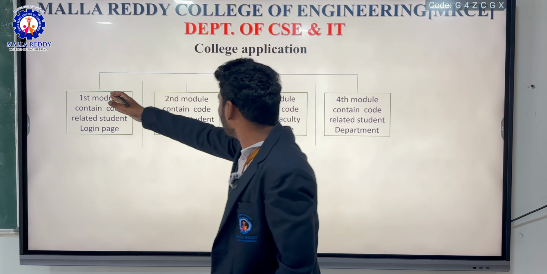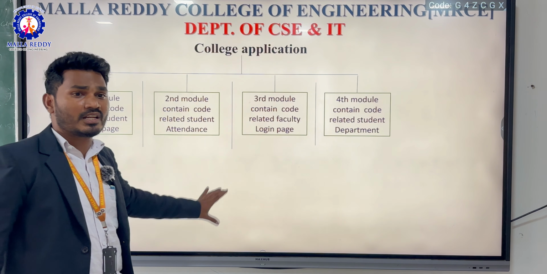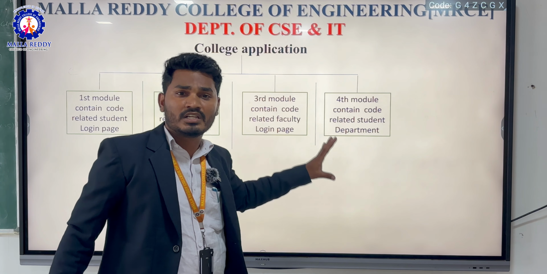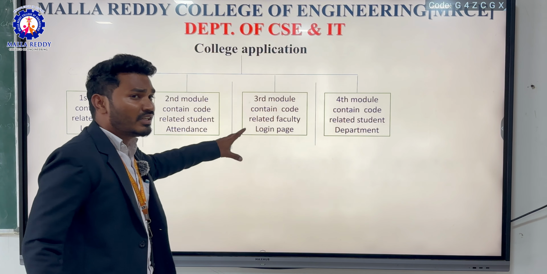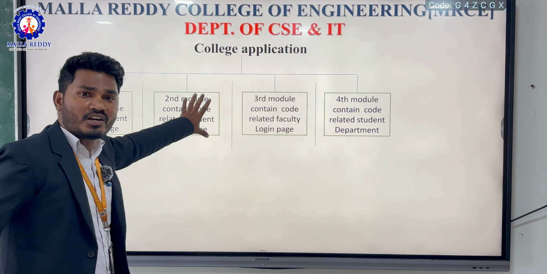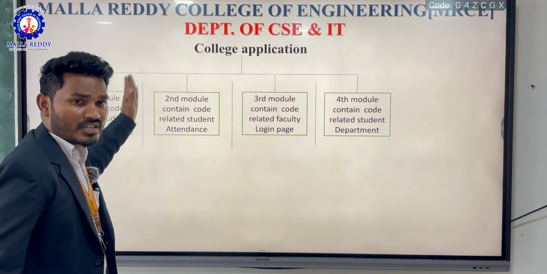So the first module has a separate database, the second module has a separate database, the third module has a separate database, and the fourth module has a separate database. That is known as separation of concerns. A change or effect in one module does not affect the other sections. That is an example of separation of concerns.